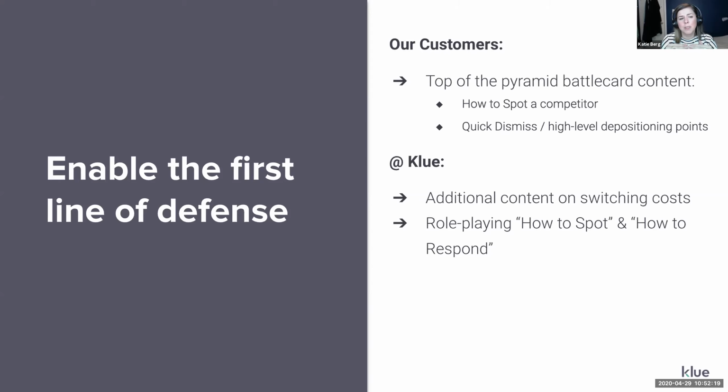What CS teams need initially are two things. One are tips and strategies on how to spot a competitor. So what sort of things to listen for, what key phrases or terminology you could hear that would help to inform that a competitor has been talking to your customer, as an example. And then secondly are quick dismiss strategies. So really what you're trying to do is deposition your competitor at a very high level without getting into product specifics and dismiss them quickly and effectively before it gets any further into an evaluation stage.